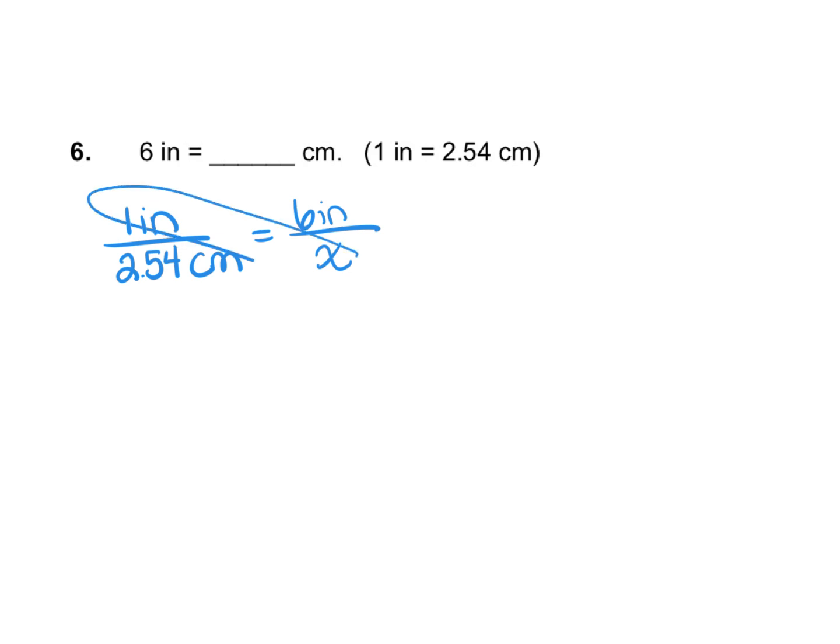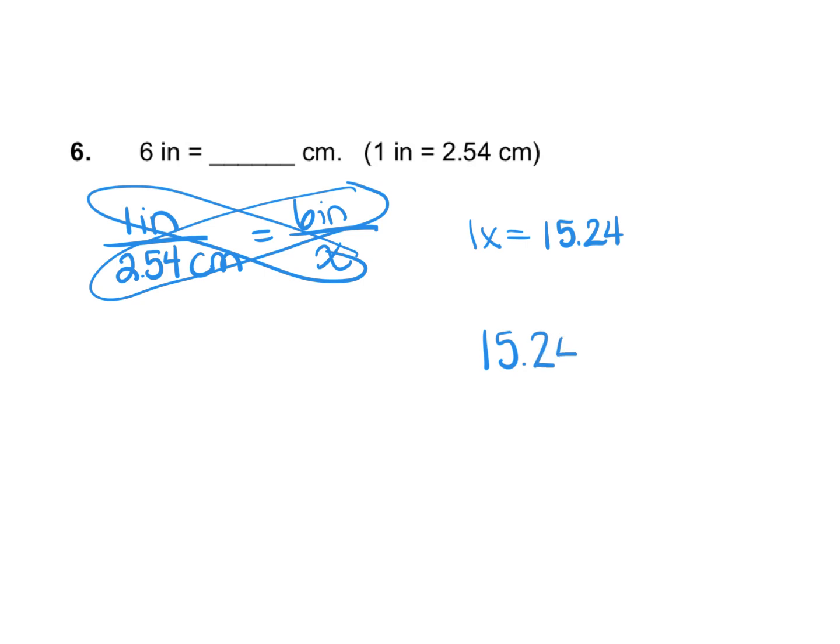So I would then multiply 1 times x, I get 1x, and then I can multiply 6 times 2.54, and you'll end up with 15.24, and of course you divide by 1, you'd have 15.24 centimeters. So if you have 6 inches, that is equal to 15.2 centimeters.